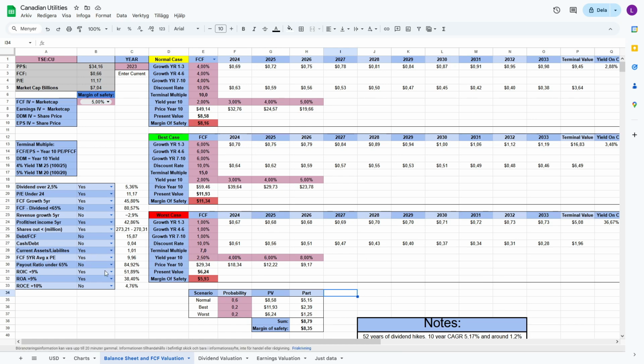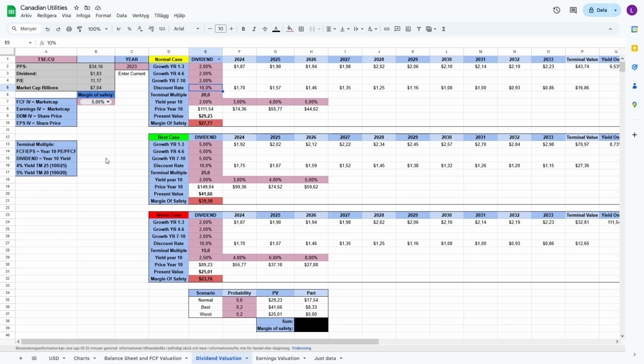Moving on with dividend valuation. The dividend amount per share gets pulled from the previous page, and we use the same discount rate. We're going to use a little bit higher than the 1 to 5 year compounded annual growth rate for our growth rate in this scenario. For the best case, we can use the 10-year growth rate and round it down to 5%.